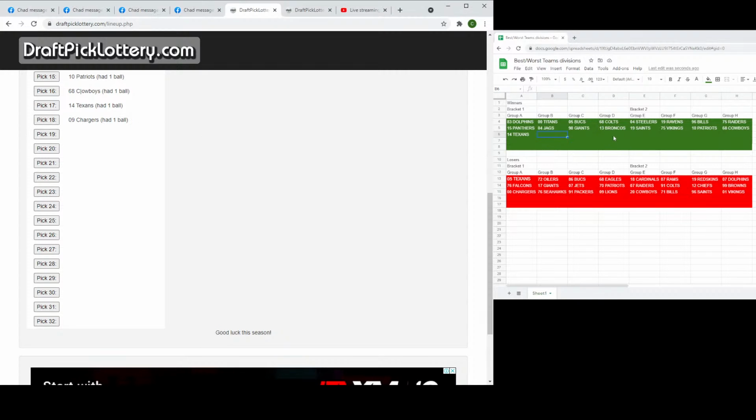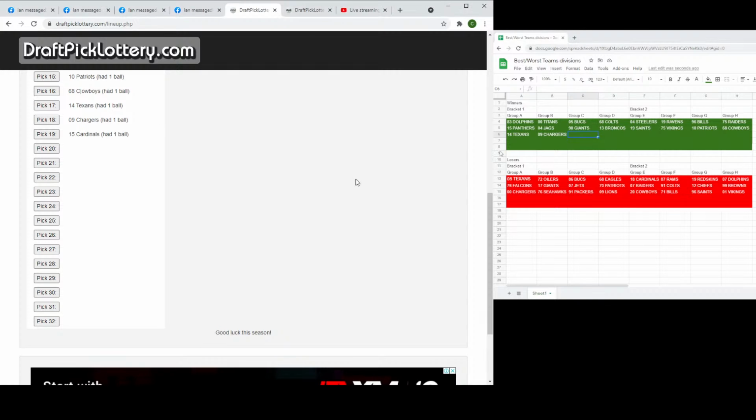B, the 09 Chargers. The 09 Chargers were good. They were good offensively. They were good defensively. They had a good team. They just couldn't win in the playoffs. But they're in with the Titans and the Jaguars, and I think that they might win that division. We have a lot of heavyweights that haven't even been picked yet.